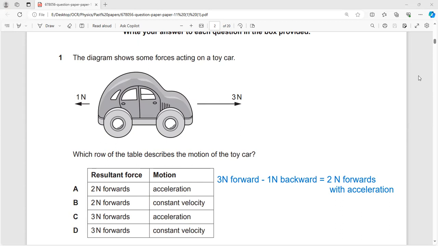So which row of the table describes the motion of the toy car? The force forward in direction, that is 3 Newton, minus the force backward in direction, that is 1 Newton. So the resultant force will be 2 Newton forward in direction. So with acceleration, because the forward force will increase the speed of the car, so this will be acceleration. So A is our correct answer here.